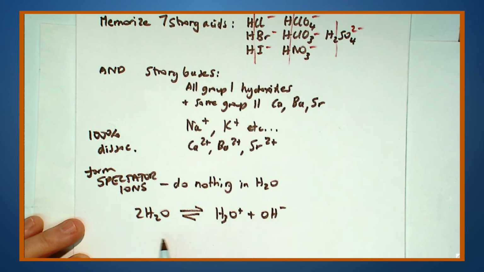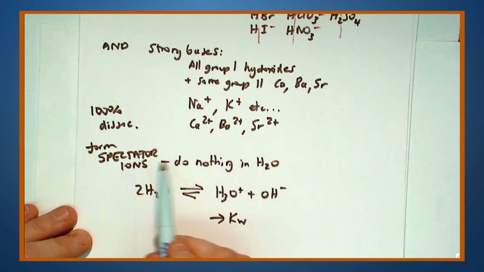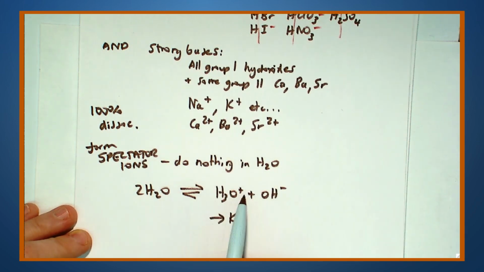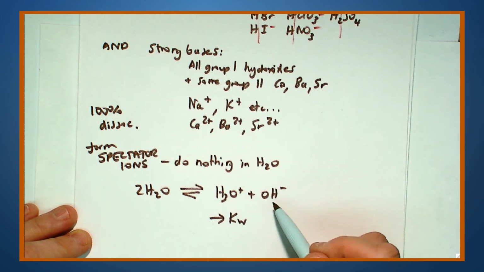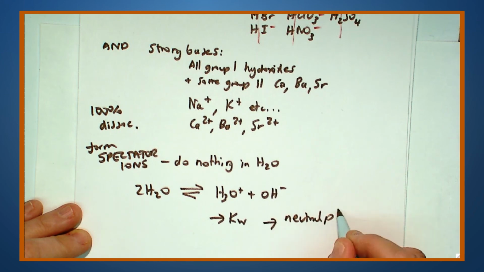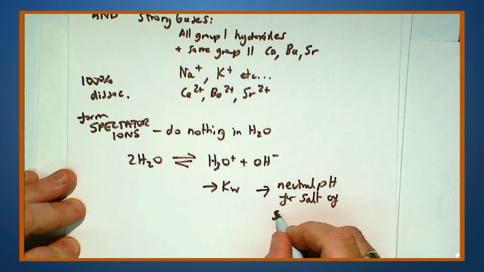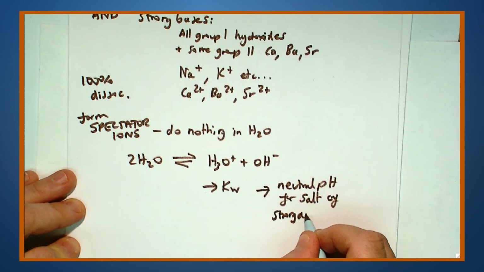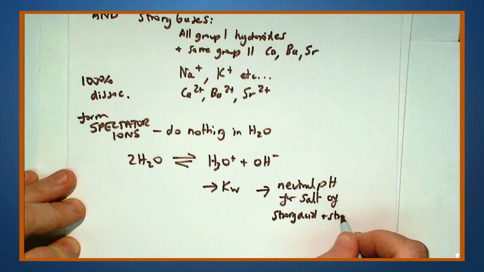This is going on by itself normally. That leads us to our Kw idea. And if these are doing nothing in water, then they aren't messing with this at all. So what happens is you end up with neutral pH for the salt of a strong acid and a strong base.